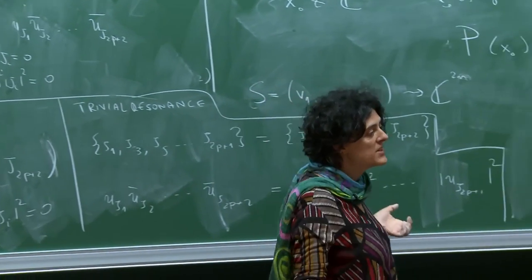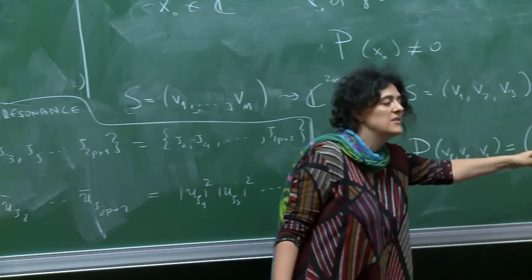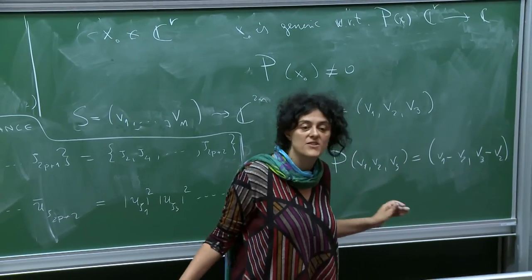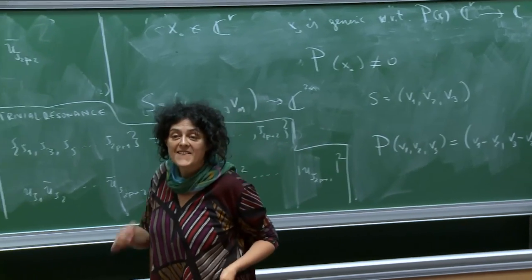But if I add points, and if I have the more complicated resonances, obviously I will not have such an explicit expression for the polynomial. But that's essentially all there is to this proposition here. Okay, thank you.